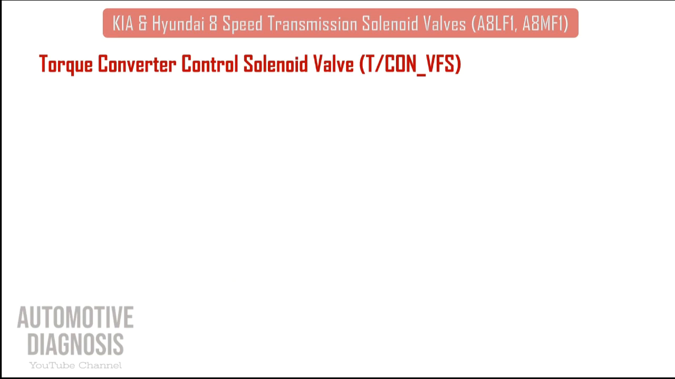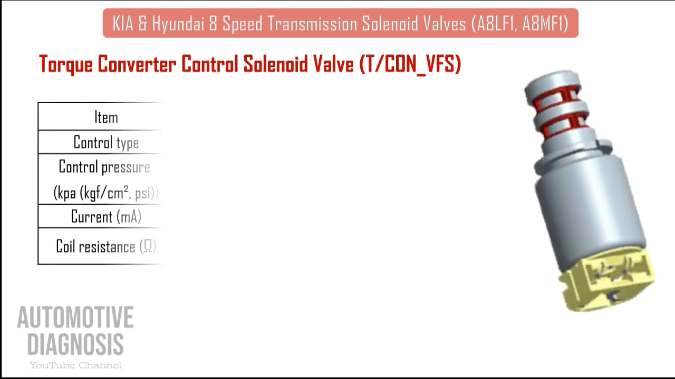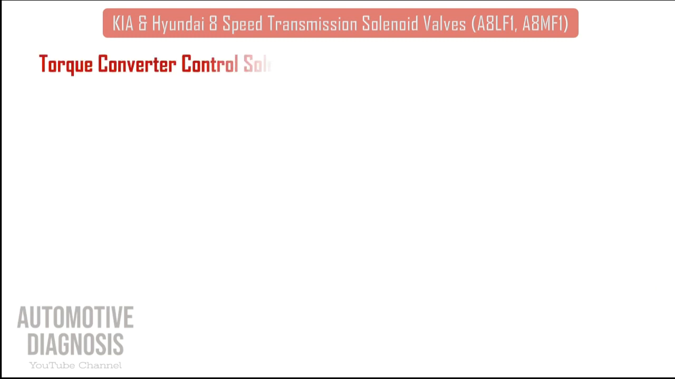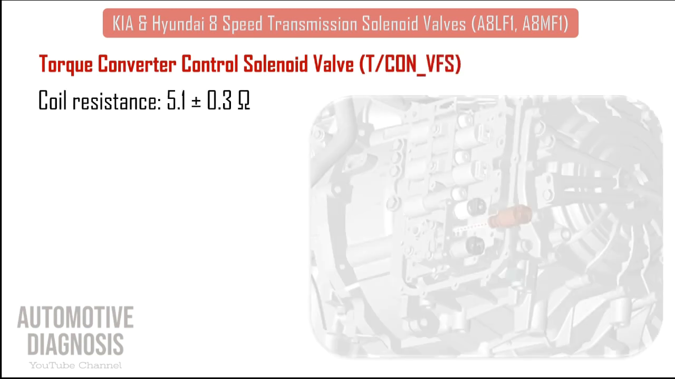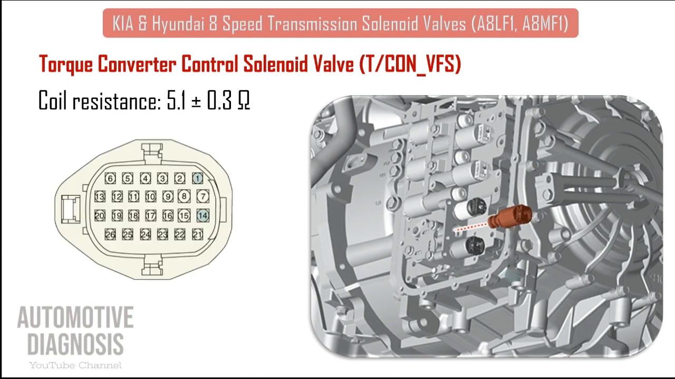We have the torque converter control solenoid valve as well. This one is a normal low. The amount of resistance and the current is like the previous one that I just explained. The location for this solenoid valve on the valve body is right here, and it's easy to check the internal resistance when you have the pin numbers like this, number 14 and number 1.